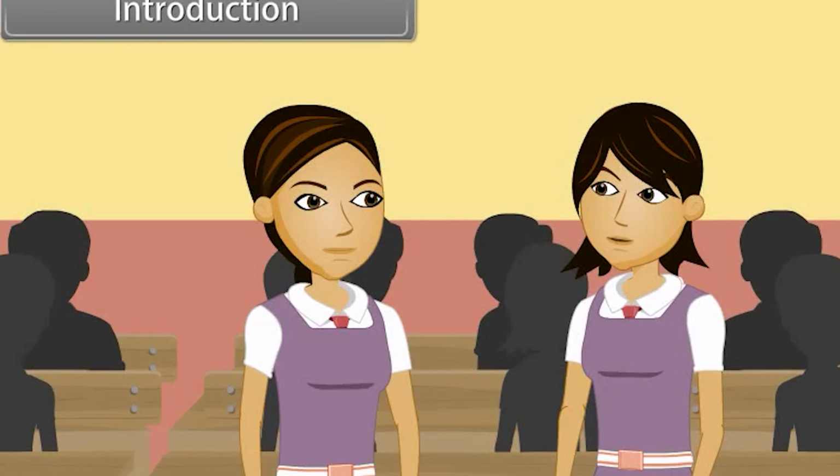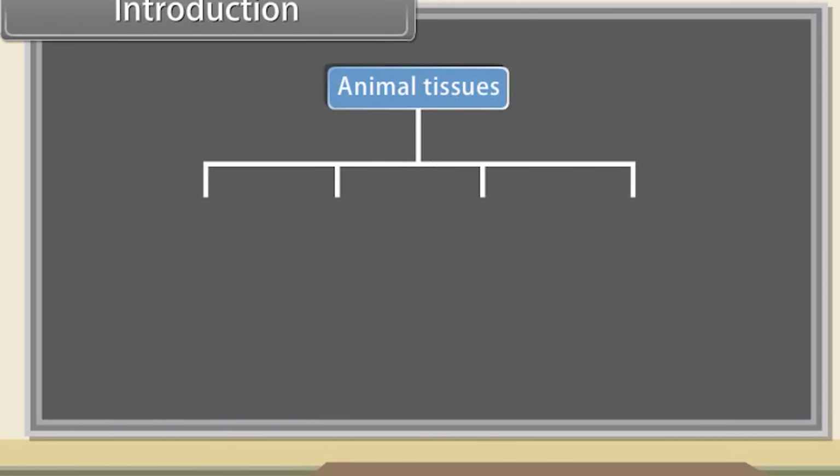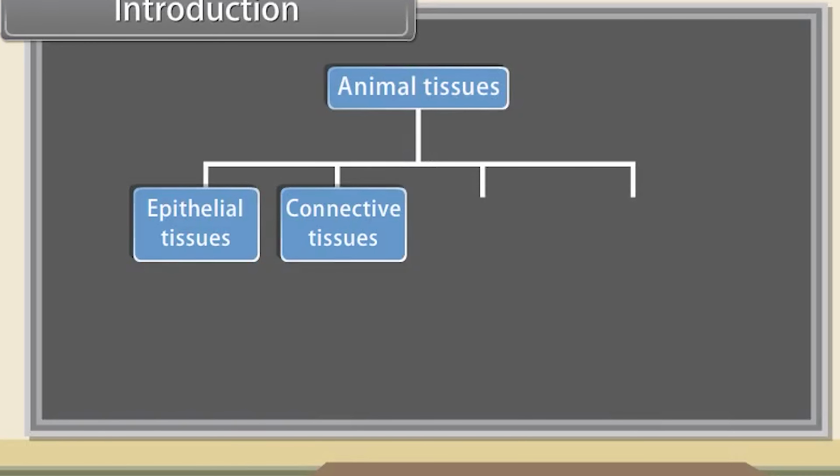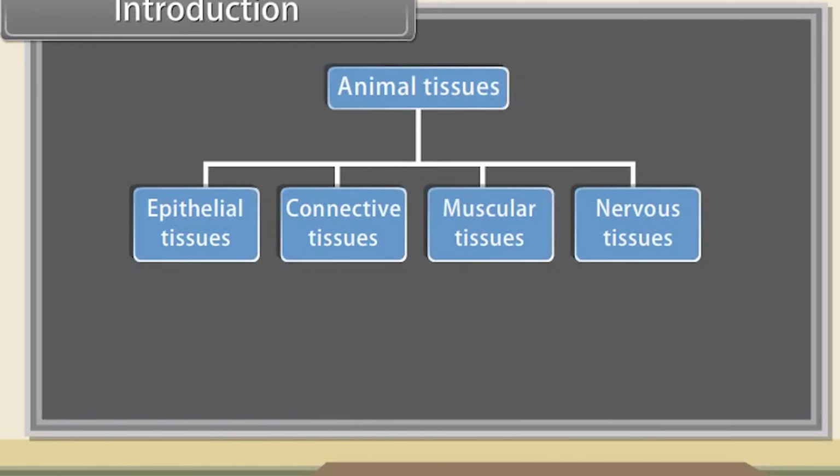Introduction. Ankita, as we have already discussed earlier, animals are heterotrophic organisms. They cannot synthesize their own food, so they have to move in search of it. They also have to move in search of mates, shelter, and other vital activities of life. For the accurate performance of vital activities, there are various tissues for every activity. On the basis of their functions, animal tissues are of 4 types: epithelial, connective, muscular, and nervous.